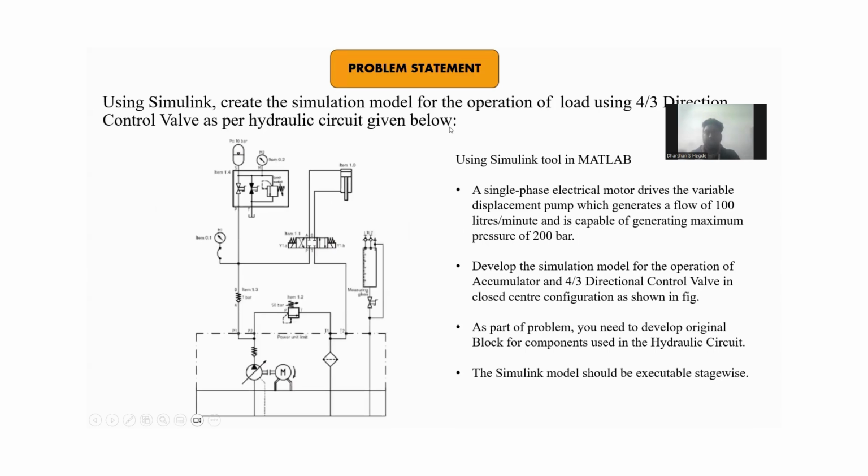Coming to the problem statement, using Simulink we need to create a simulation model for the operation of the load using a 4x3 direction control valve, as given in the schematic hydraulic system. There are a few conditions I have taken here. A single phase electric motor drives the variable pump, which generates a flow of 100 liters per minute and is capable of generating a maximum pressure of 200 bars. We develop a Simulink model for the operation of the accumulator, and this model needs to be executable stage-wise.